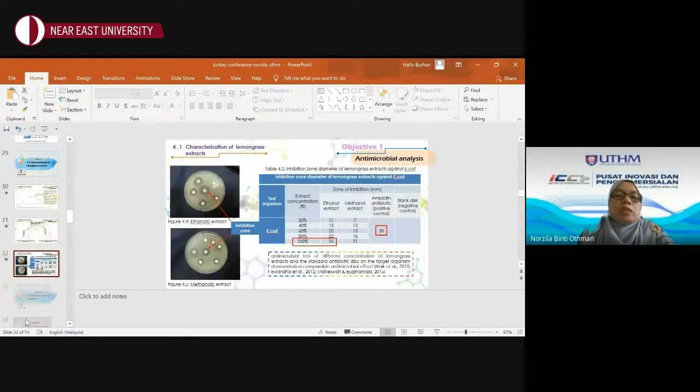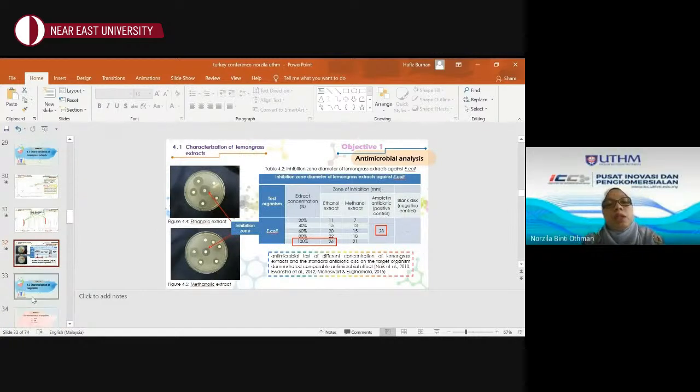In this case, the microbe that was inoculated is E. coli. Further to the experiment, using the petri dish, we can see that at a certain percentage, 100% of E. coli was removed. Look at the figure. This shows the inhibition zone.